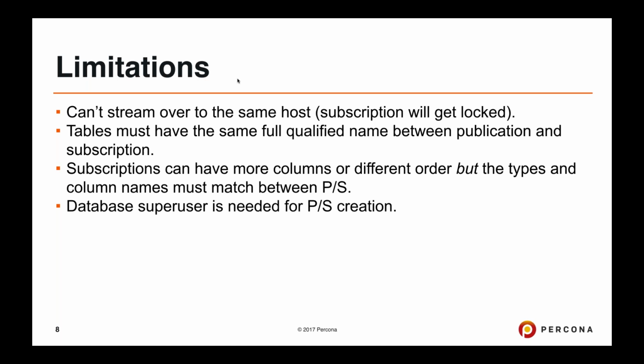Although the slaves can have more columns. You can have a table on the master that replicates to the slave, but the slave can have 3 or 4 additional columns. This can be useful for doing transformation or other processes where you may need additional columns on the slaves. Also, you can have different indexes.